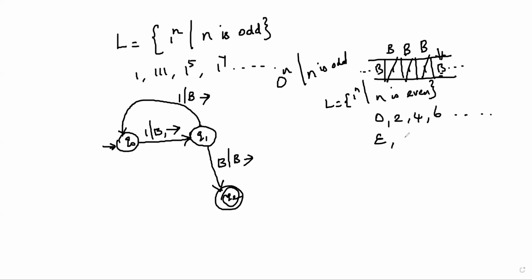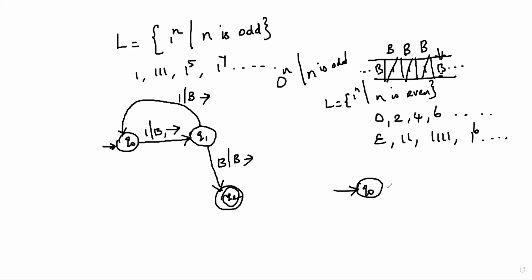So 2 means 2 ones. 4 is 4 ones. 6 is 6 ones. In your automata, the empty string, we know that, without reading any input symbol, your control goes to the final state. I can call that an empty string, right?